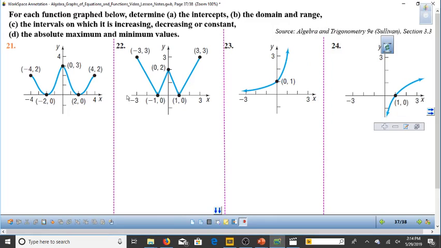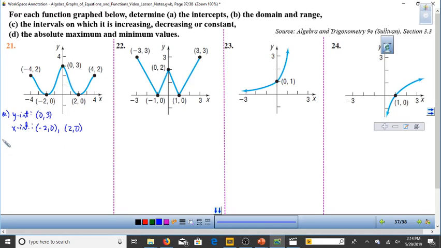For our first graph, we see that the graph has a y-intercept at (0, 3), an x-intercept at (-2, 0), and another x-intercept at (2, 0). So, let me just write this as part A. The y-intercept is at (0, 3), and the x-intercepts are at (-2, 0) and at (2, 0).